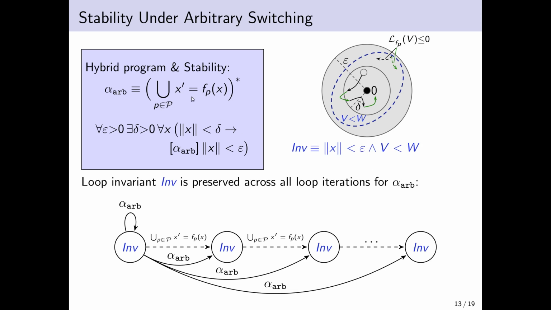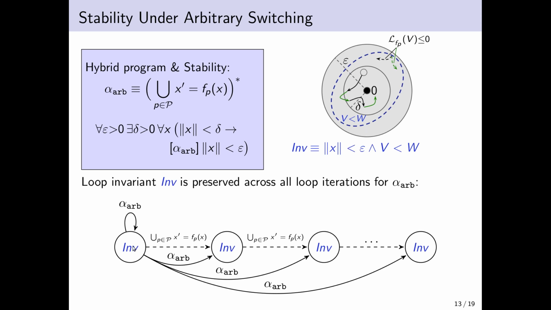Okay? But we can take another perspective on these stability arguments using ideas from verification. In particular, because arbitrary switching is modeled by these loops, we can use the idea of a loop invariant to understand this Lyapunov function argument. So the idea of a loop invariant is as follows. Now, if the system is initially within this delta ball, what we want to do is we choose an invariant here in blue, which is the sub-level set of the Lyapunov function v, characterized by the formula v less than w for some w.